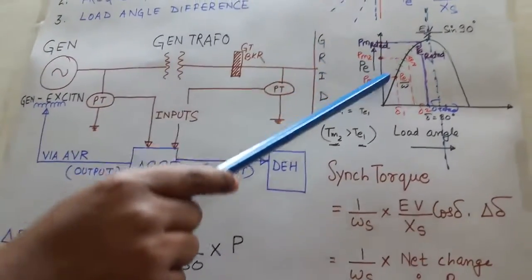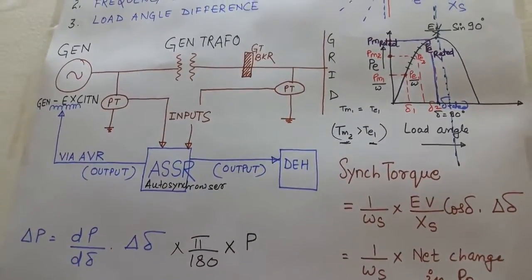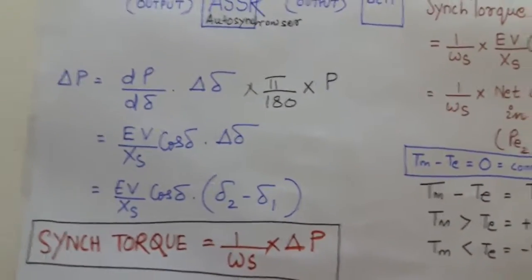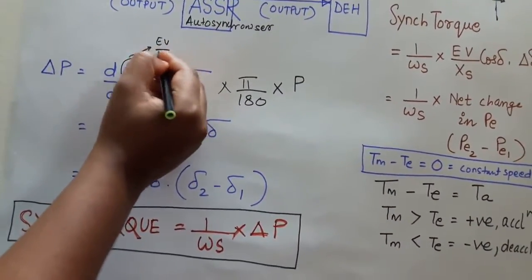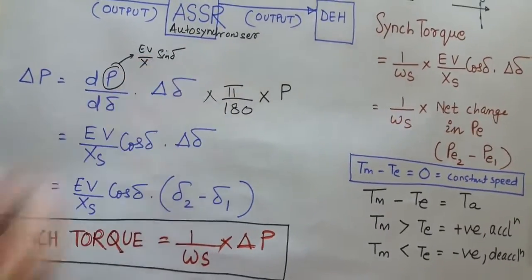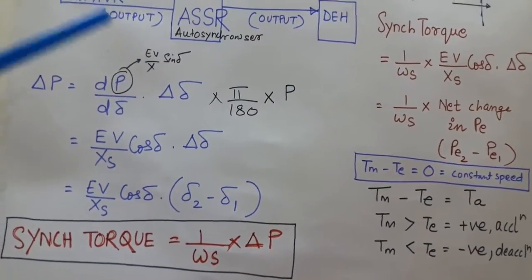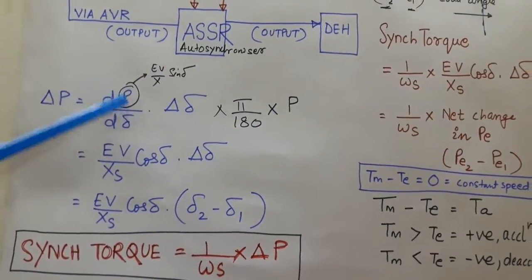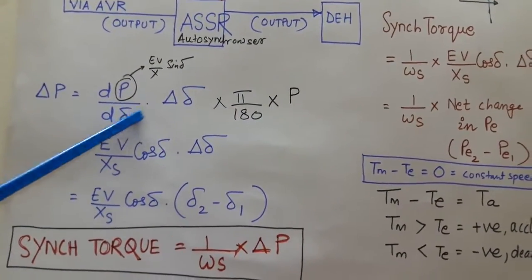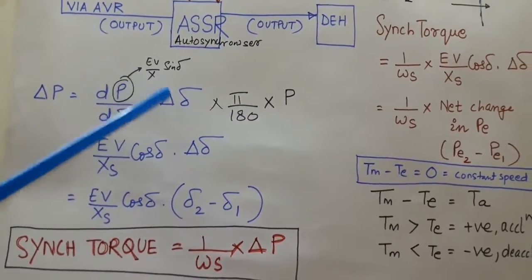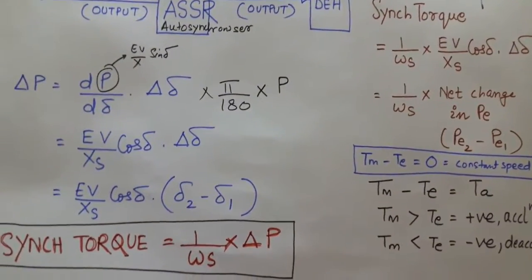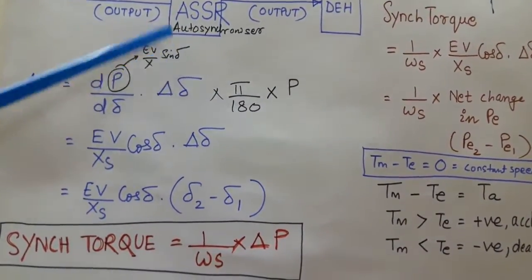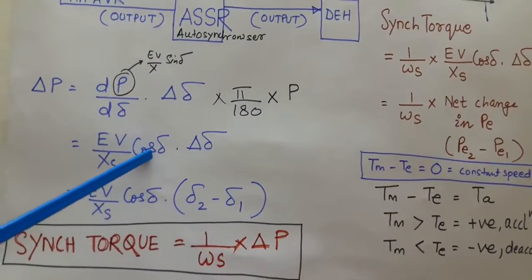We can derive this synchronizing power very easily. How will we derive it? I will explain here. I have shown: we know that P is equal to EV by X sine delta. If I take the derivative of P with respect to delta and multiply this derivative with the change in load angle, I will get the change in power, which is the synchronizing power. So what is the derivative of EV by X sine delta? It is EV by X cos delta.